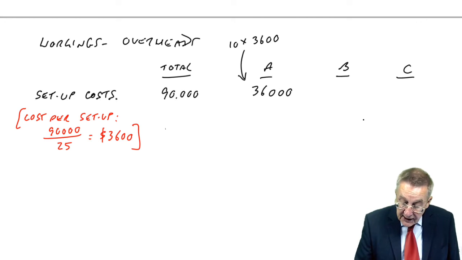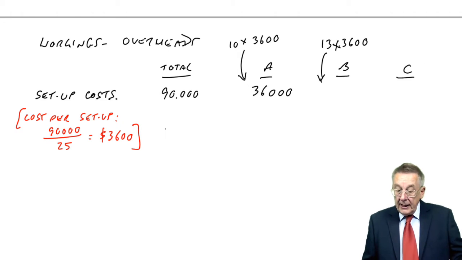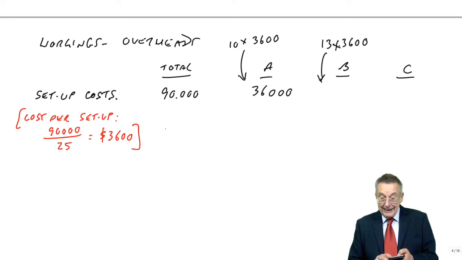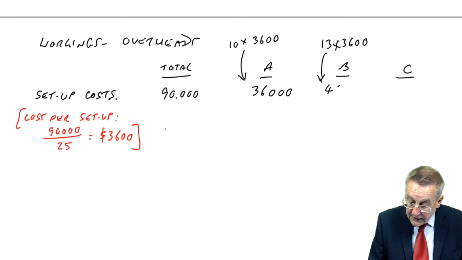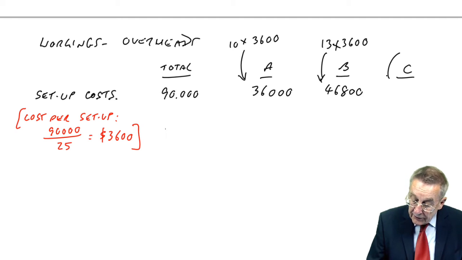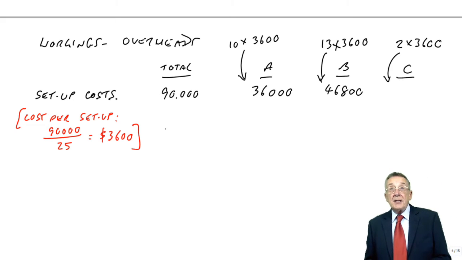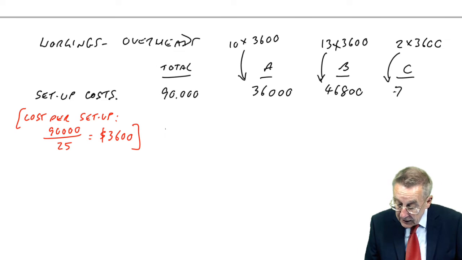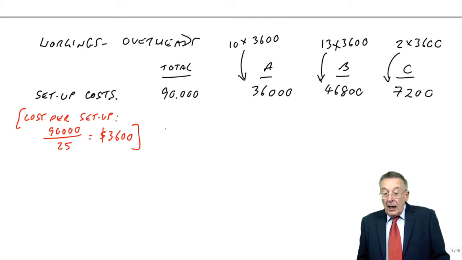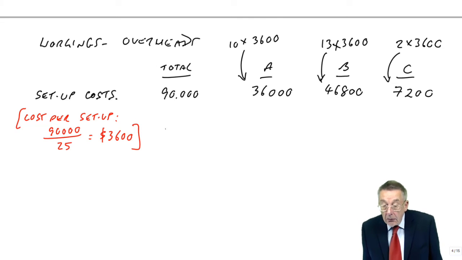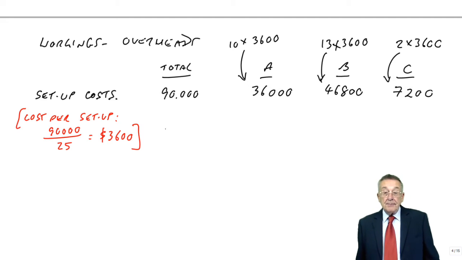B needed 13 setups. At 3,600 each time, it comes to 46,800. And finally, C needs 2 setups. Again, at 3,600 each time, is 7,200. And of course, they do add up, I think. Ooh, 36, 82, 83, 90, yeah.